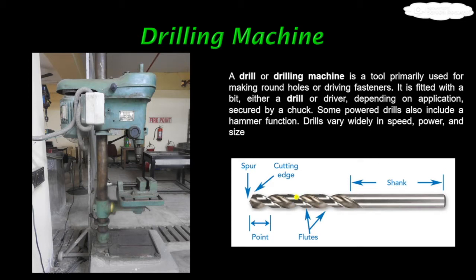This is called the twist drill, and this is the double point cutting tool. This is one cutting edge, and this is the other cutting edge. So this is a two point cutting tool.